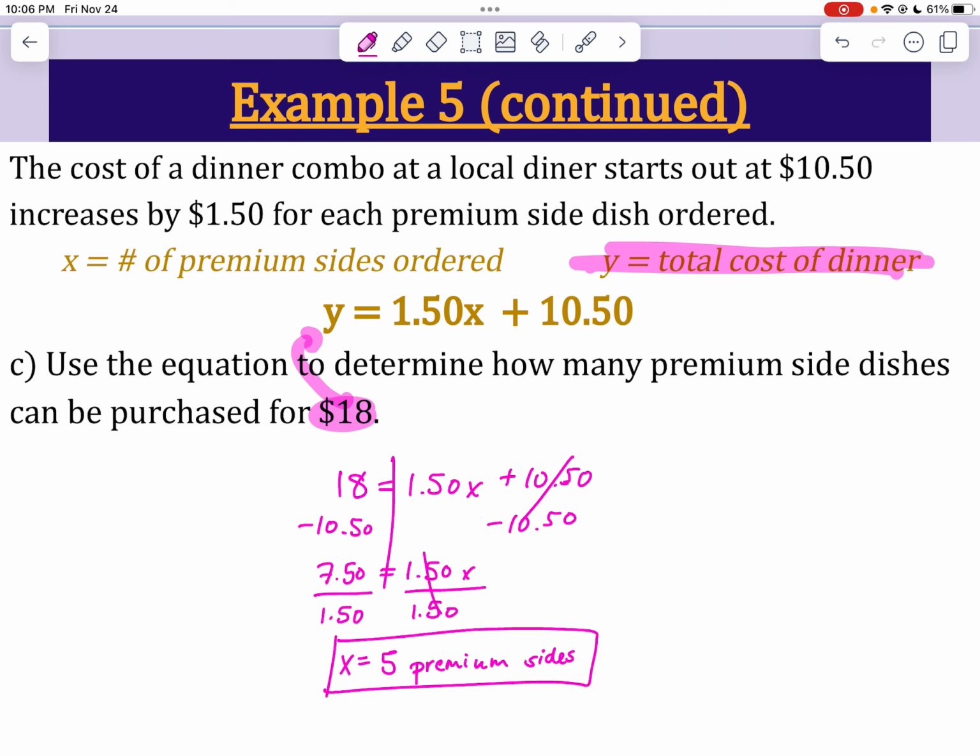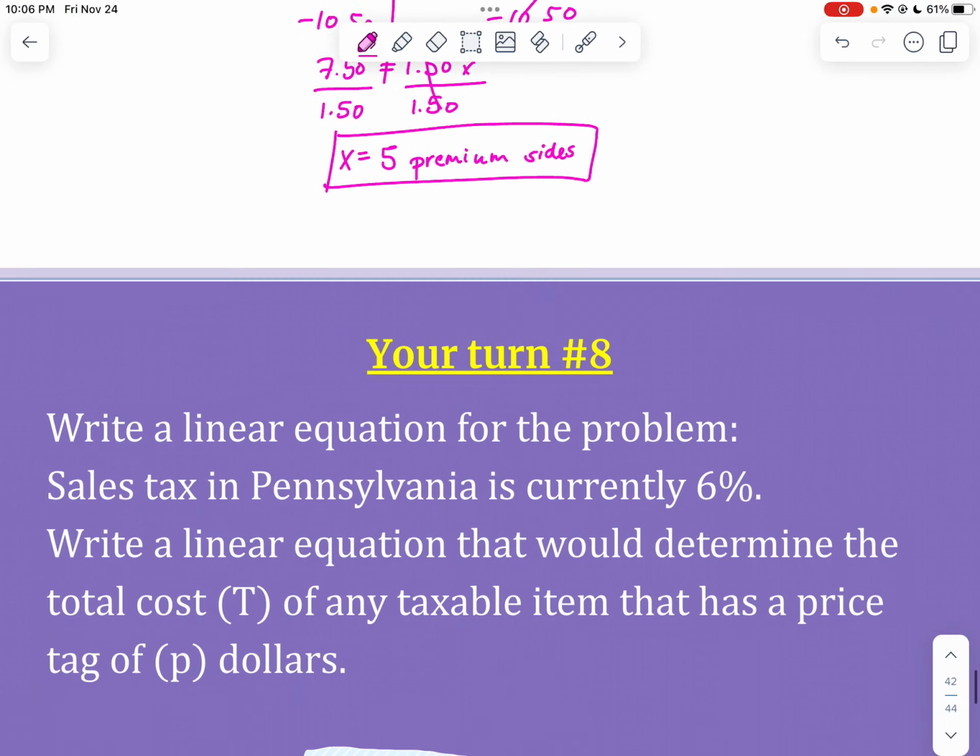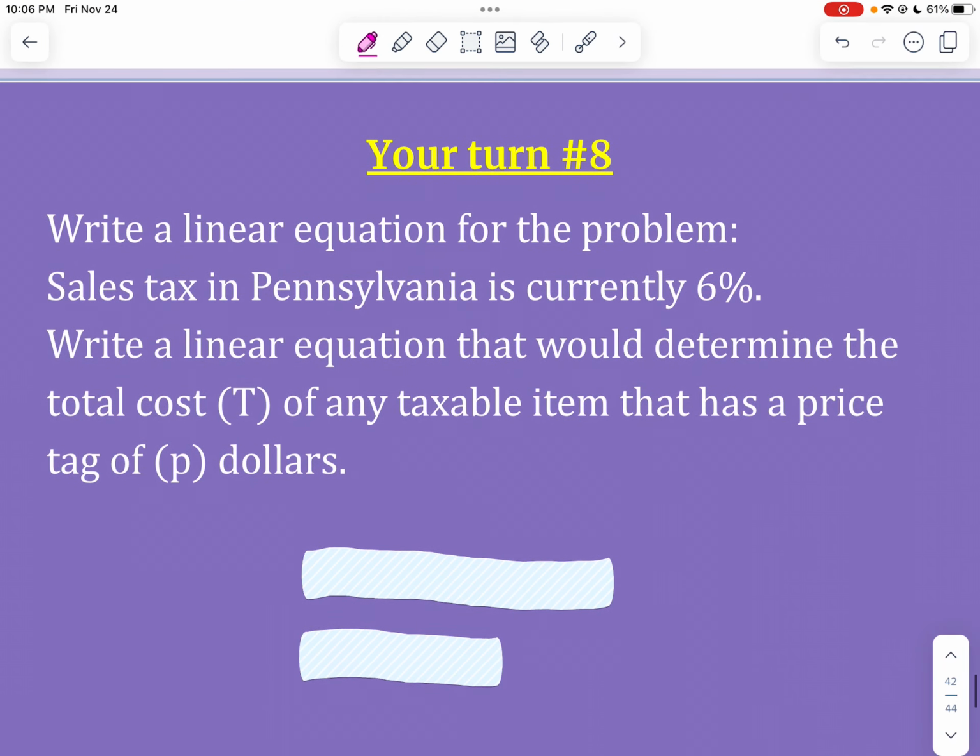That was made possible because I knew what x and y were. So labeling x and y and saying what those variables represent made it very easy for me to see where I need to plug in 18. Do I plug it in for x or do I plug it in for y? So, your turn. Write a linear equation for the problem below.